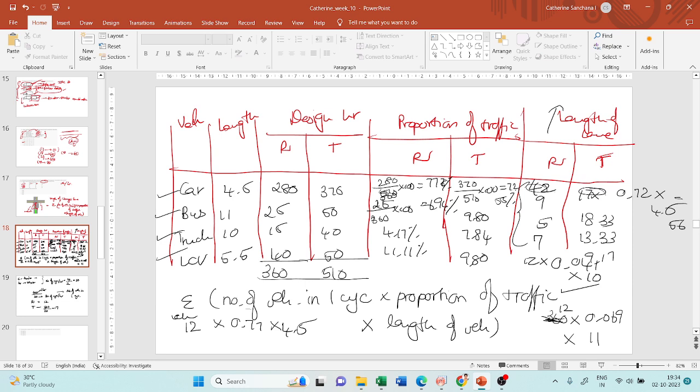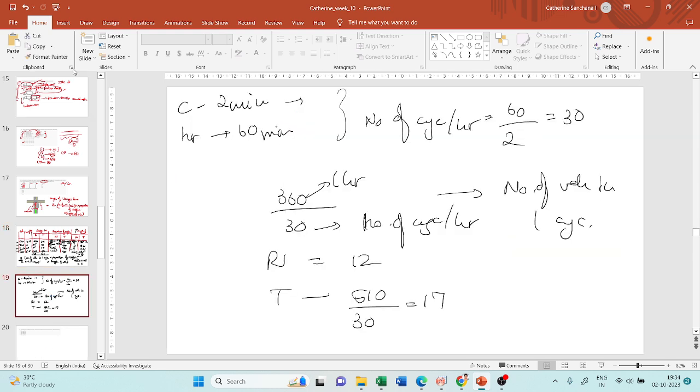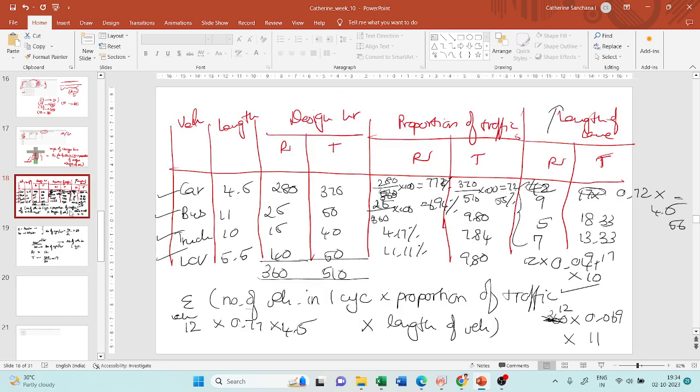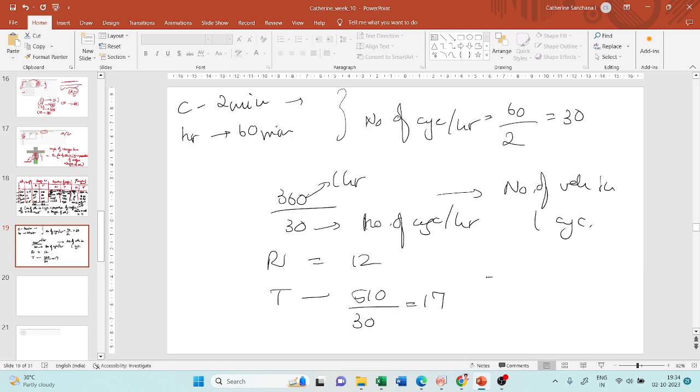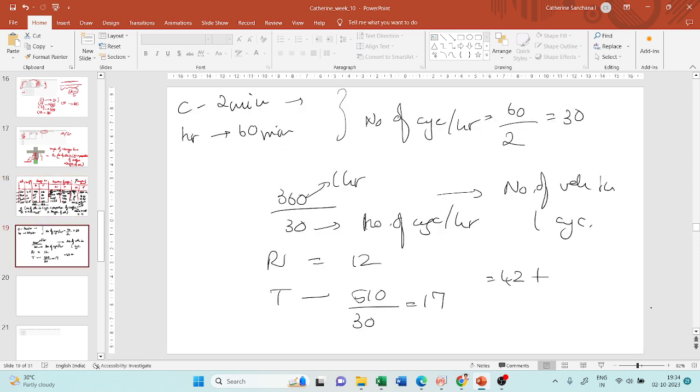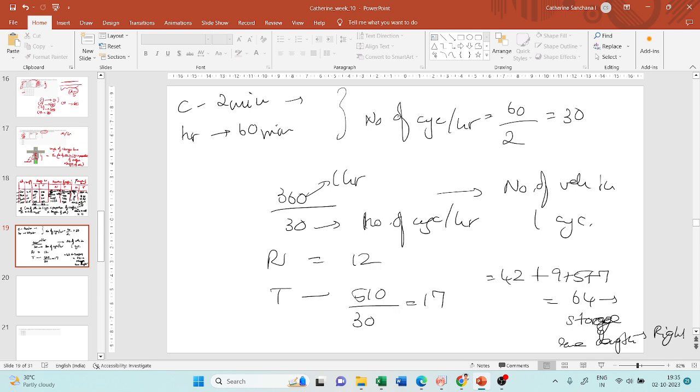So what is the total storage length? It is the summation for all the vehicles. So the storage length based on right turning traffic has to be the sum of all the values that we just found out: 42 plus 9 plus 5 plus 7. So this is the total storage lane length for right turning traffic. Okay.